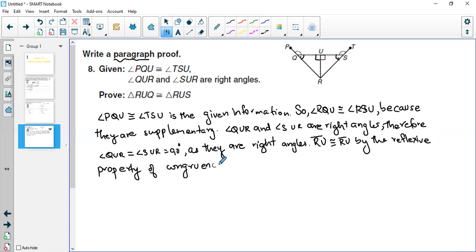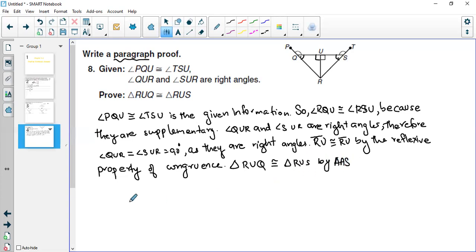So we already have two angles and a non-included side. So which theorem did we use now? Two angles and a non-included side. We have used double AS, right? So triangle RUQ is congruent to triangle RUS by double AS.